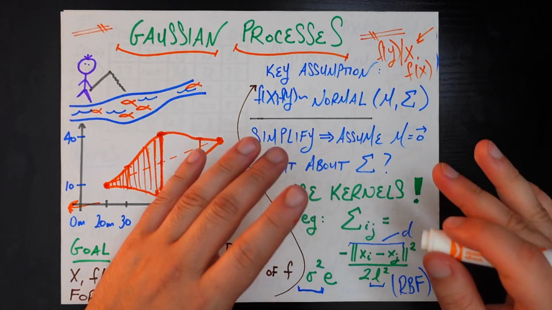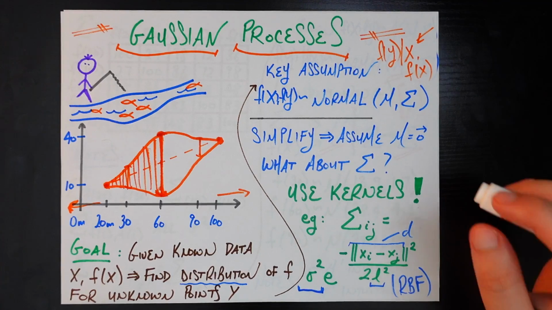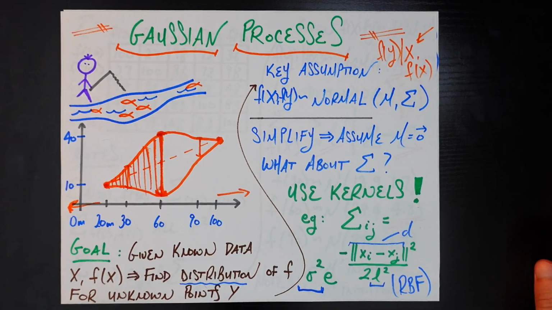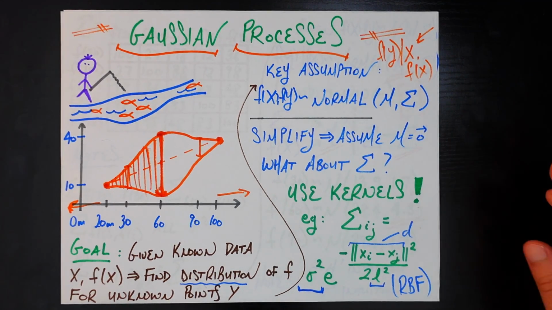So picking these kernels, and then even once you've picked a type of kernel, picking these hyperparameters for the kernel is one of the arts that we didn't delve into too much in this video, but it is very important and can really affect the outcome, these distributions that you get for your unknown data points.